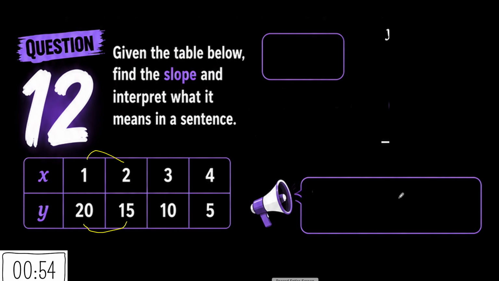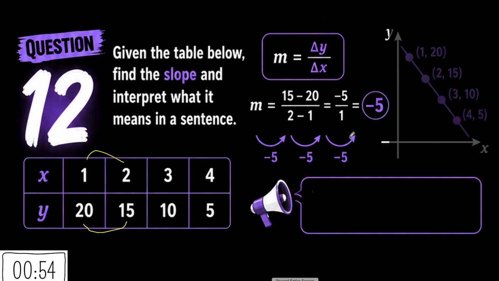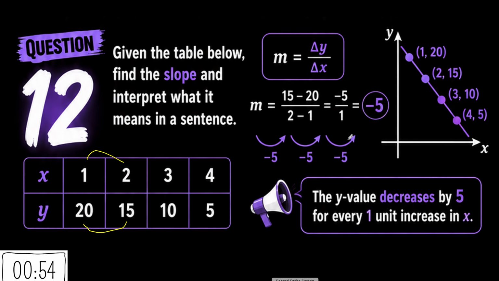So, question number 12, given the table below, find the slope and interpret what it means in a sentence. Of course, dalawa lang naman ang gagawin natin dyan. The slope is a rise over run, di ba? 15 minus 20, that is change of y over change of x, 2 minus 1. Okay? So, 15 minus 20, that is going to be negative 5 over 2 minus 1 is 1. And that is equal to negative 5. The slope is negative 5.